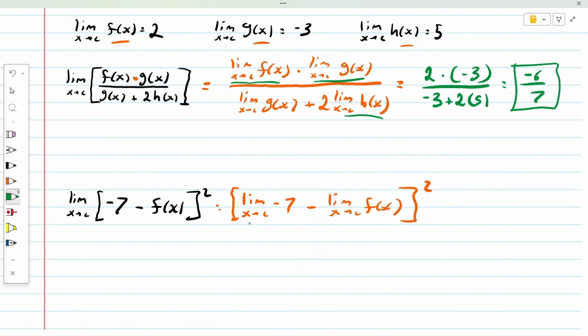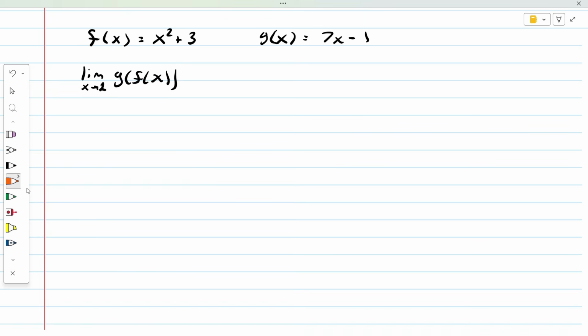And so this part might be a little bit confusing at first, but if we think about the first property we looked at, the limit of any constant is just the constant itself. So this part will just stay negative 7, and then the limit as x approaches c of f of x, we know is just 2. And so we can plug in the 2 here, and then this whole thing is squared. And so we have negative 7 minus 2, which is negative 9 squared, which equals 81. And that's the answer. So let's do one final example.